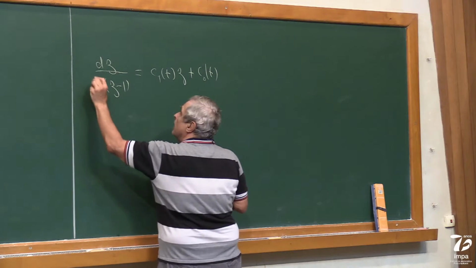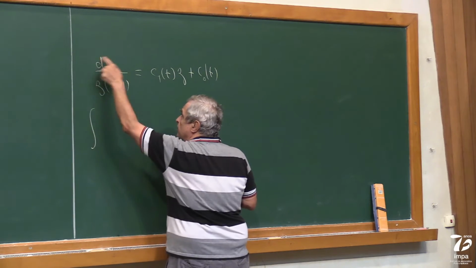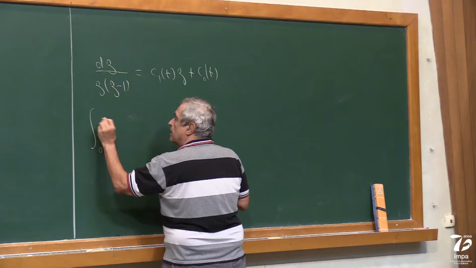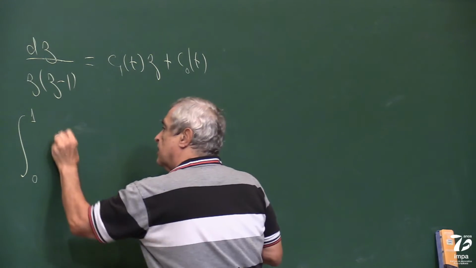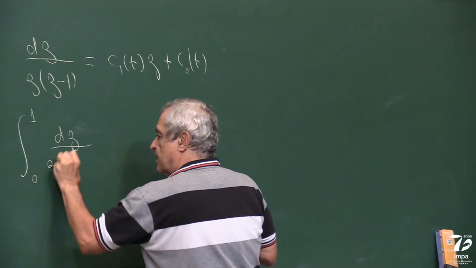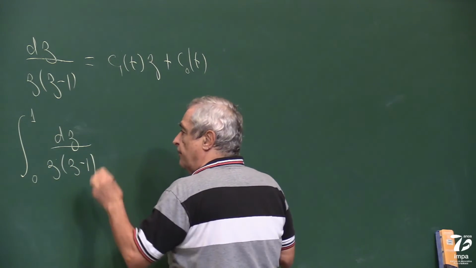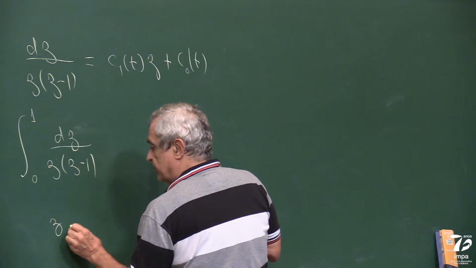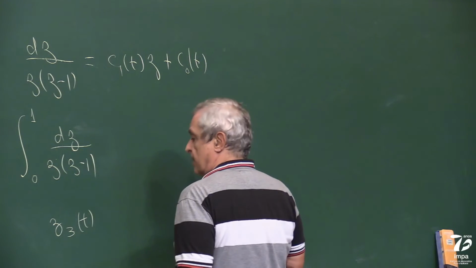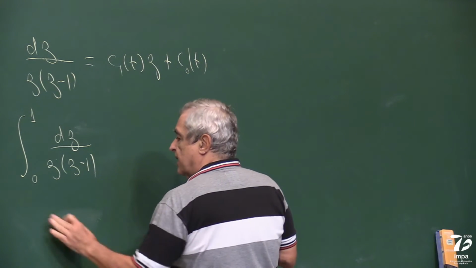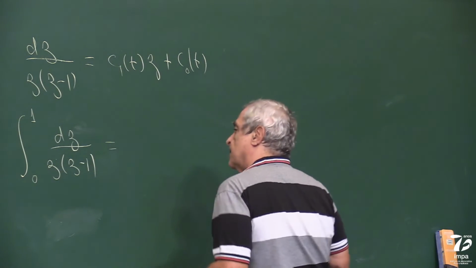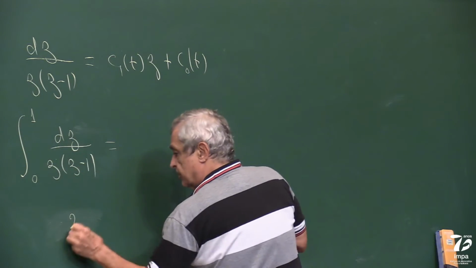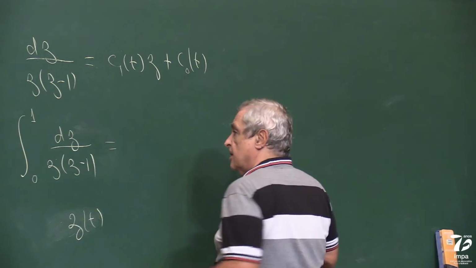Now, since this form is closed, I integrate both sides. So I suppose we have another solution, Z3 of t, and I integrate it in some solution, Z of t.